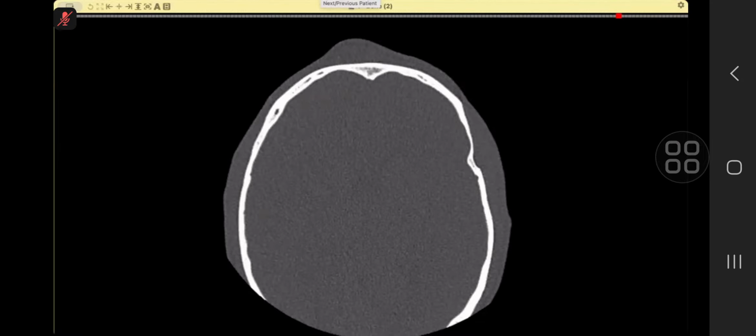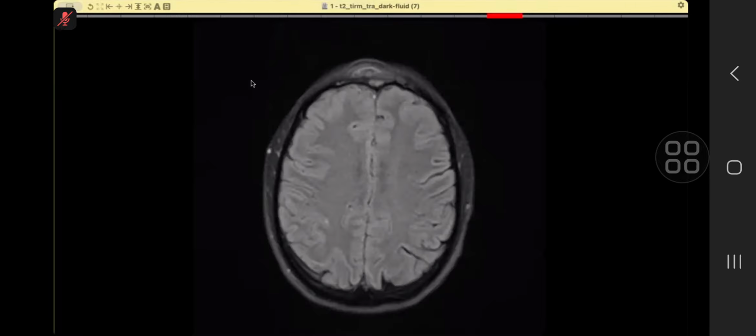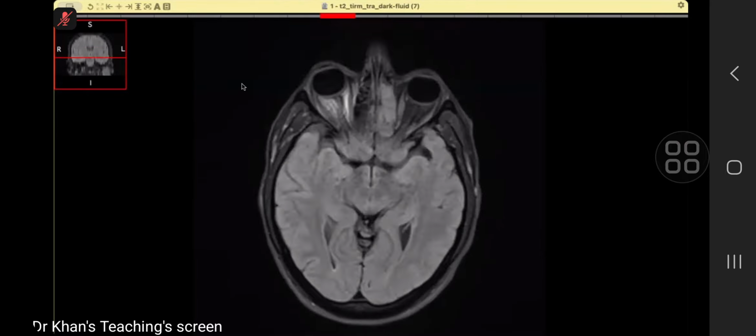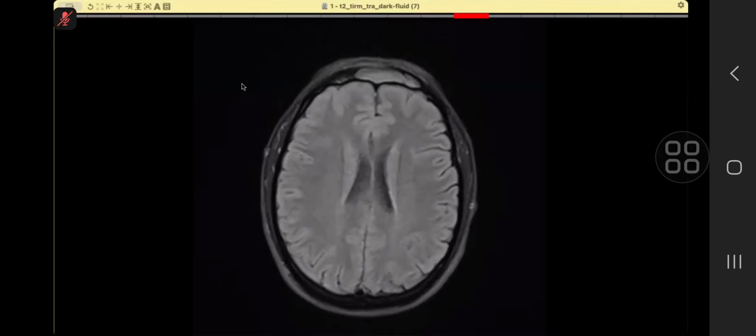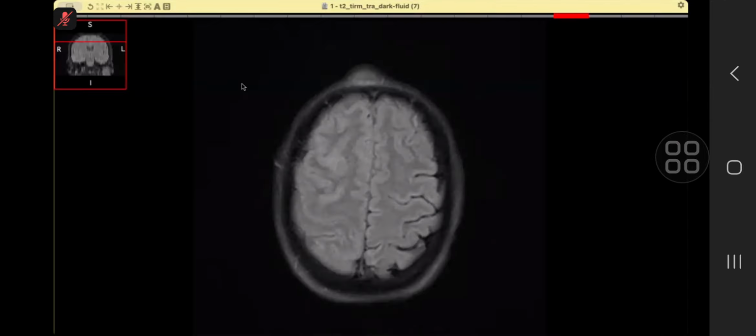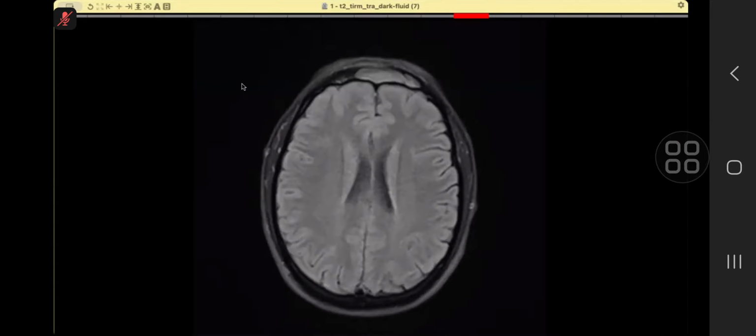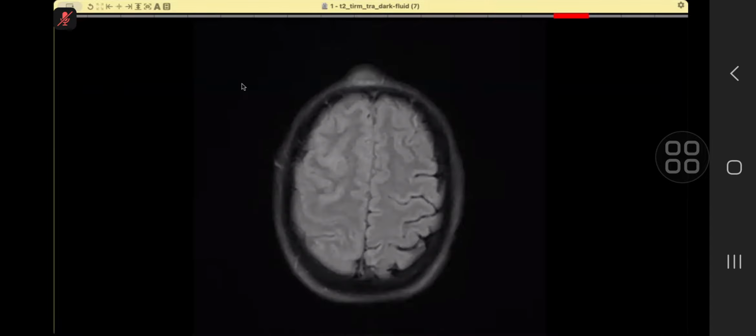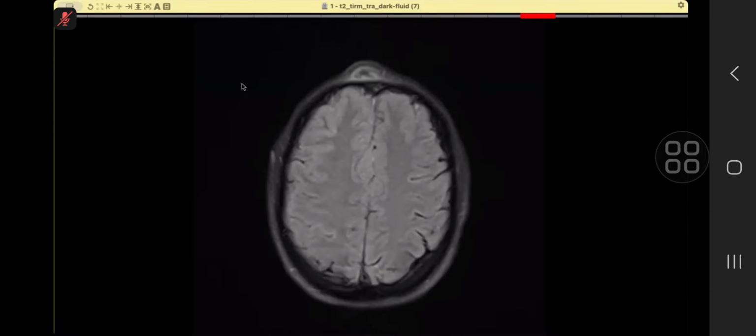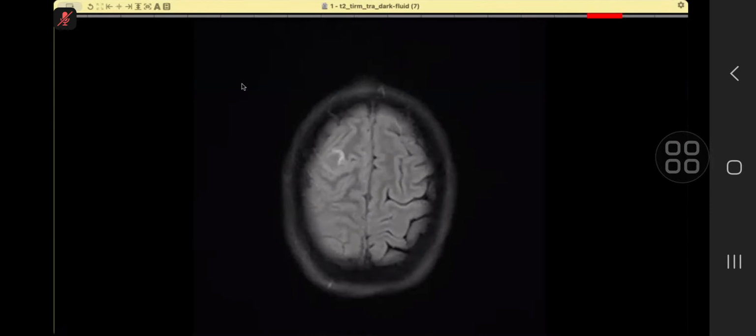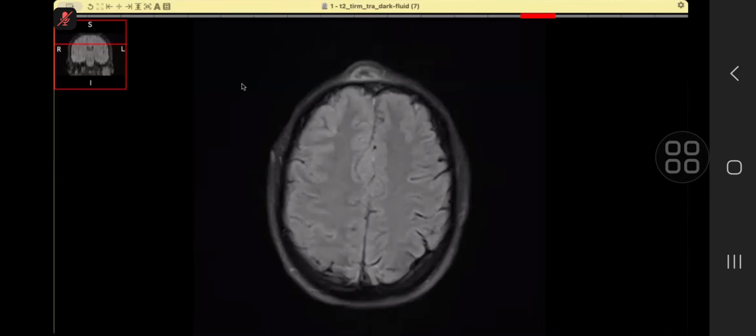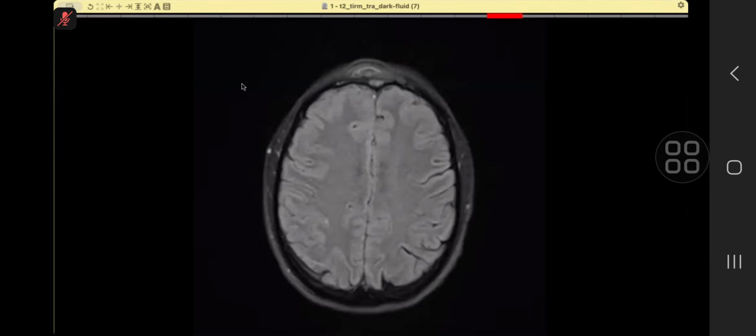Actually, what we did was an MR. Okay, this is the FLAIR sequence, sagittal and axial FLAIR sequences for the same patient. I can see that there is high intensity soft tissue appearing in the front, anterior to the frontal bone.